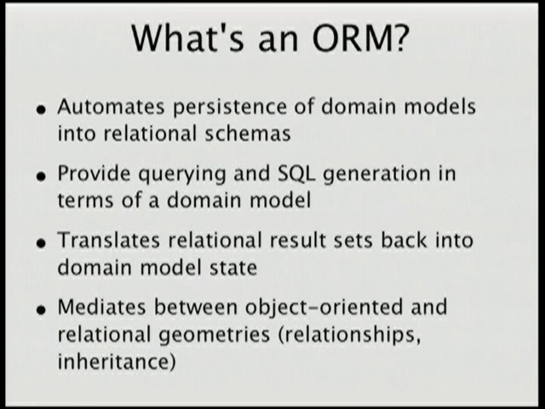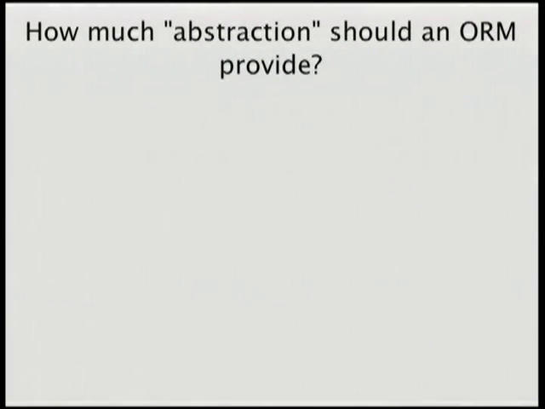Something that ORMs do to differing degrees is mediate between object-oriented and relational geometries. A relationship is where you have two classes that have some linkage to each other, like a collection, and an ORM will relate that to 2 tables or 3 tables with foreign keys between them. Some ORMs can also do inheritance: if you have a class inheritance hierarchy, it can represent that in a relational database as maybe 1 table with a discriminator or several tables. So those are things that ORMs can do for us. So how much abstraction should an ORM provide?